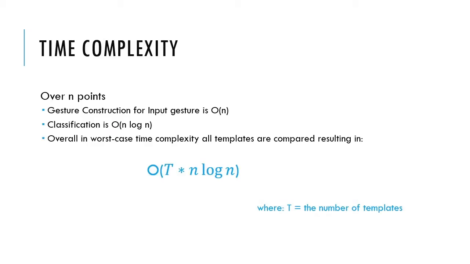For the time complexity over endpoints, the gesture construction for input gesture has a worst case time complexity of n. Therefore, it's linear. For the classification, it is in worst case n log n, and therefore overall in worst case time complexity, all templates are compared resulting in t multiplied by n log n, where t is the number of templates.